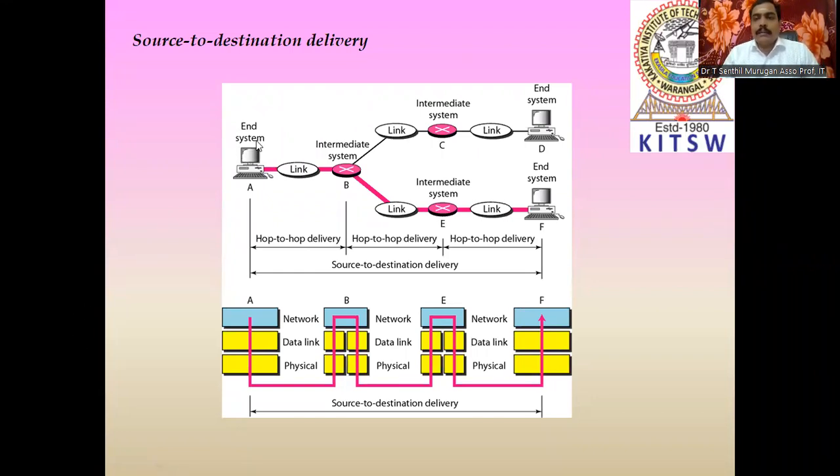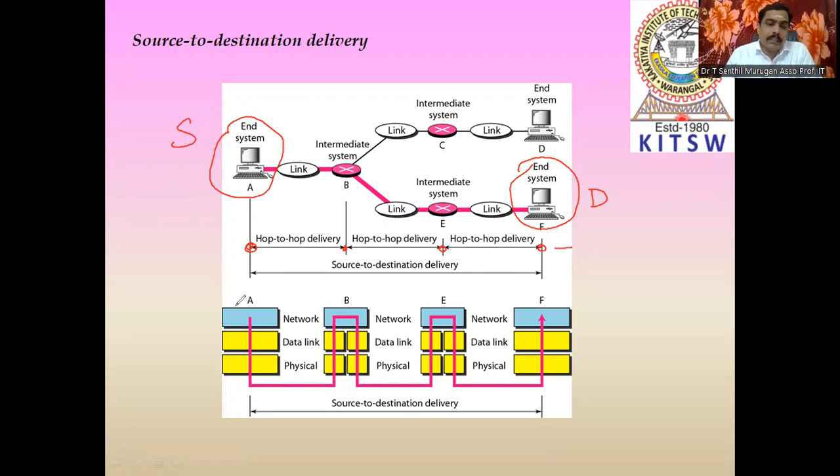So in the previous diagram also I told you, this is the source. You can consider this the source address. And this is the destination. How is the packet transmitted? You see here, the data link layer is only responsible for delivery from source A to B, then B to E, then E to F. This is hop to hop delivery done by the data link layer.